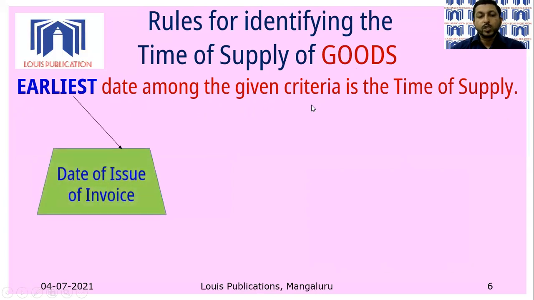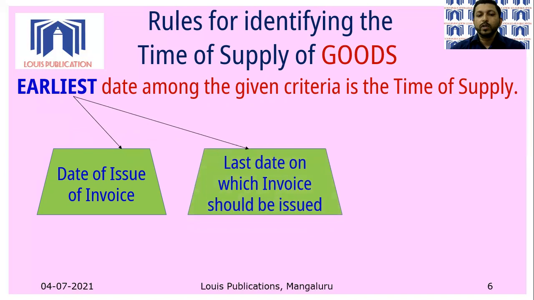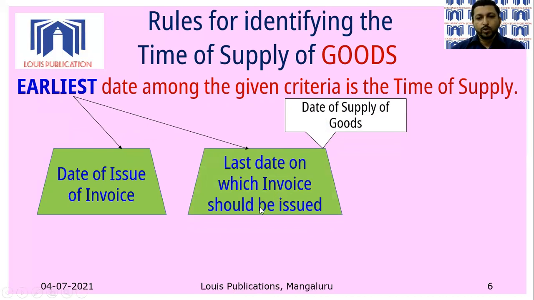We have the date of issue of invoice. When the supplier is issuing an invoice, that date is one of the criteria as far as time of supply is concerned. Second is the last date on which the invoice should be issued. There is some confusion as far as this term is concerned. What do you mean by last date? In simple terms, the date on which the goods are supplied is called the last date on which the invoice should be issued. So understand this: the date of supply of goods will be taken as the last date.